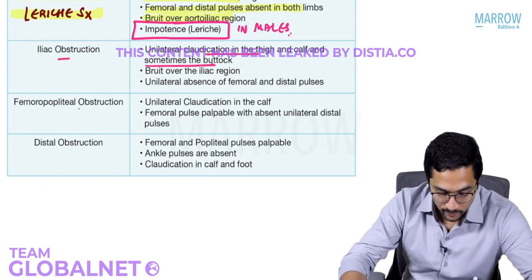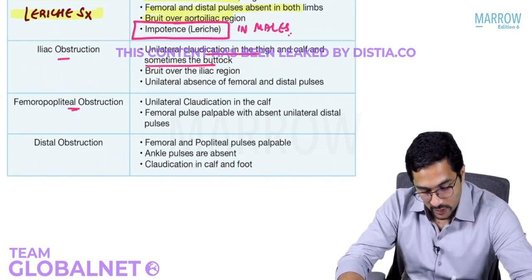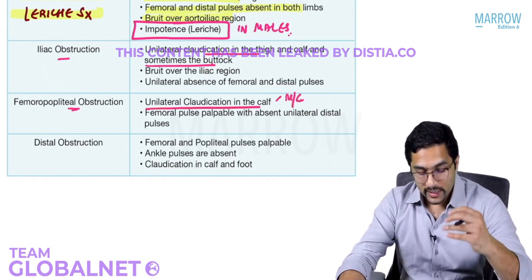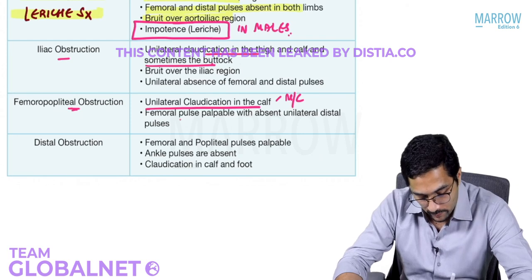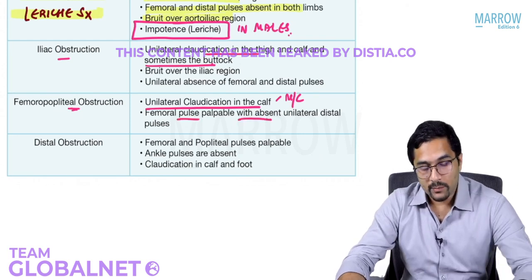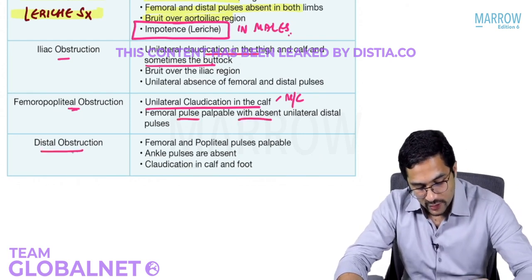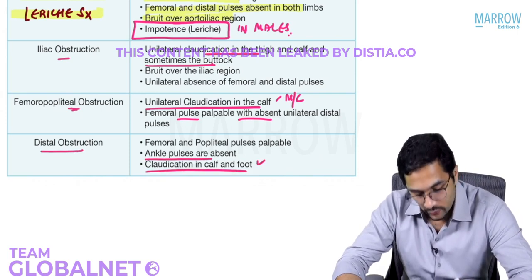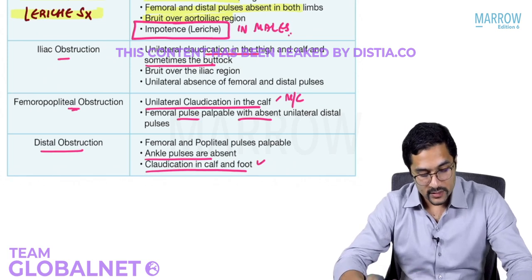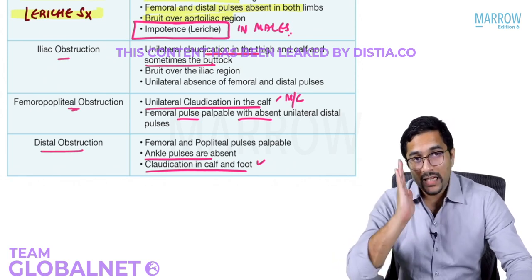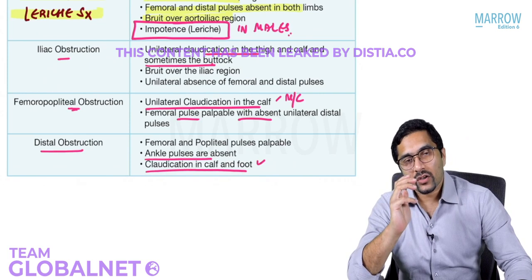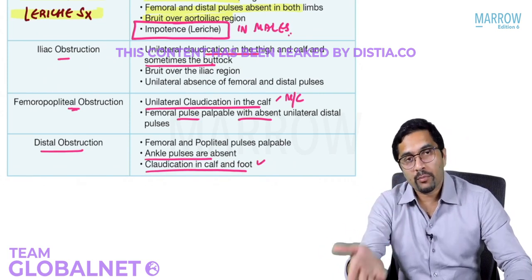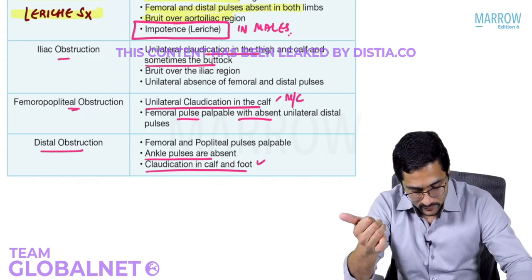If there is femoropopliteal obstruction, there will be claudication in the calf. Calf is the most common site where there is claudication pain felt. Femoral pulses are palpable, but distal pulses are absent. And if there is distal obstruction, then you will have claudication in the foot or the calf. This is for distal obstruction. So depending on the site, claudication can be felt in the muscle group below the block.